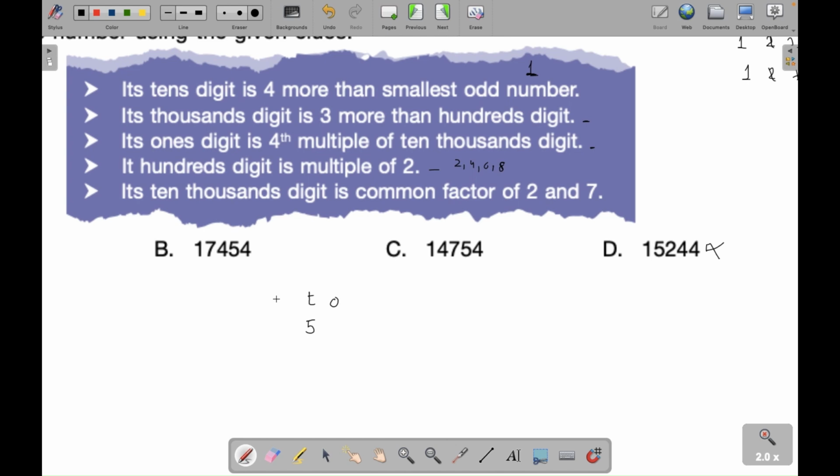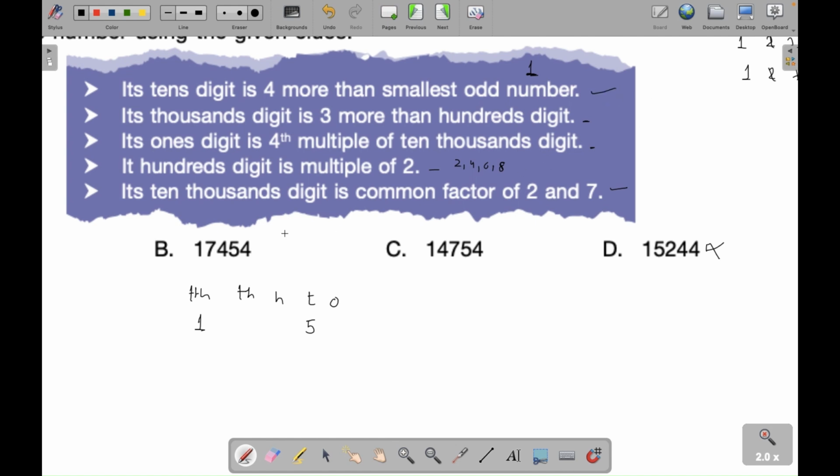So we'll just reserve a place. So we'll have hundreds, we'll have thousands, we'll have 10,000. So the 10,000th digit is 1, right? So we have done this, and we have also done this.